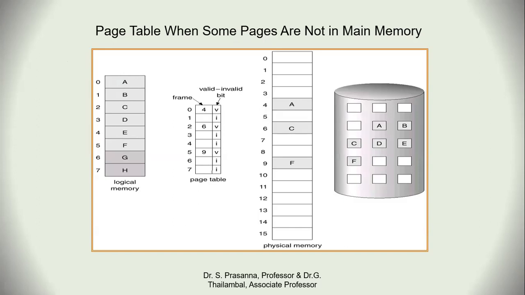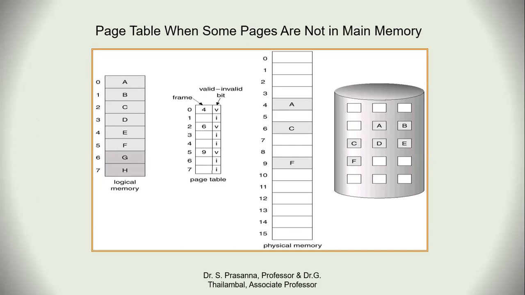So you have the logical memory and the physical memory, with the page table and the backing store device. You can see the valid and invalid bit, in which 4, 6, 9 are frame numbers. That means the 0th page, 2nd page, and the 5th page data. It's not a page, it's actually data here. So the data is available.